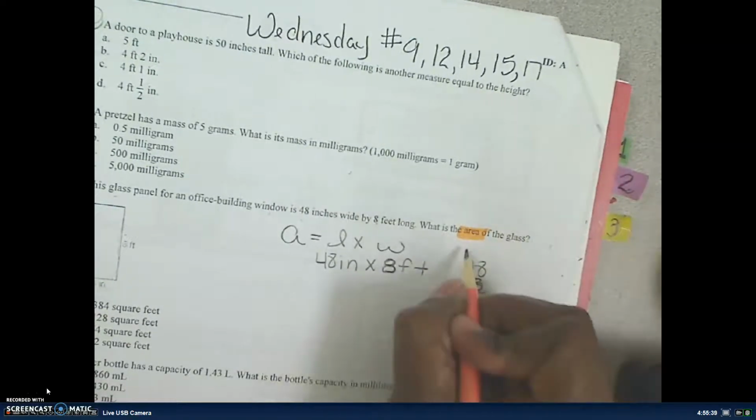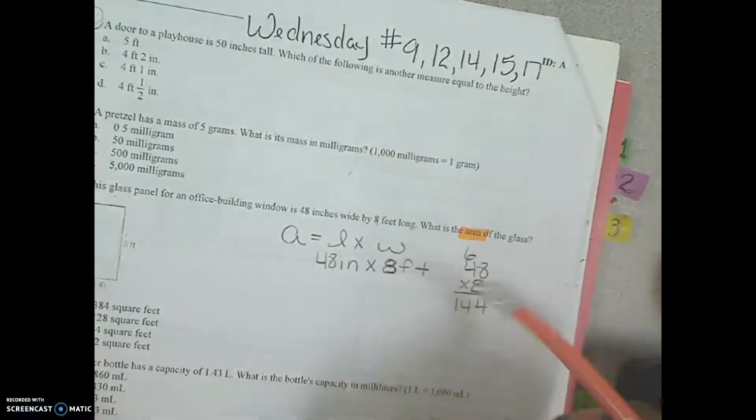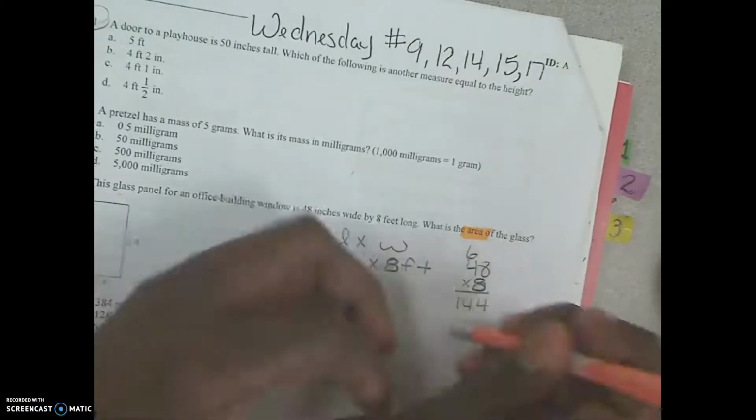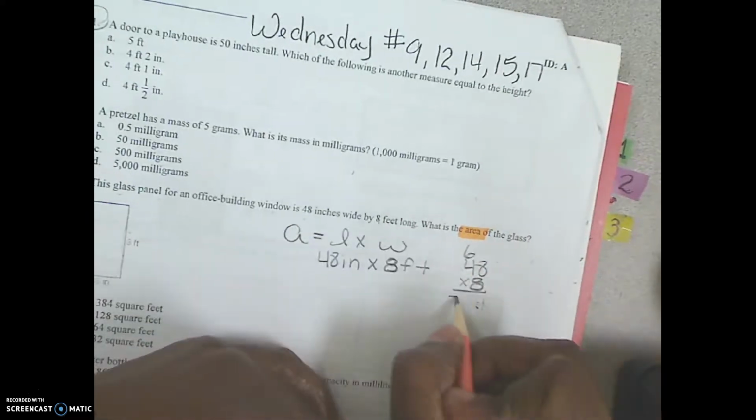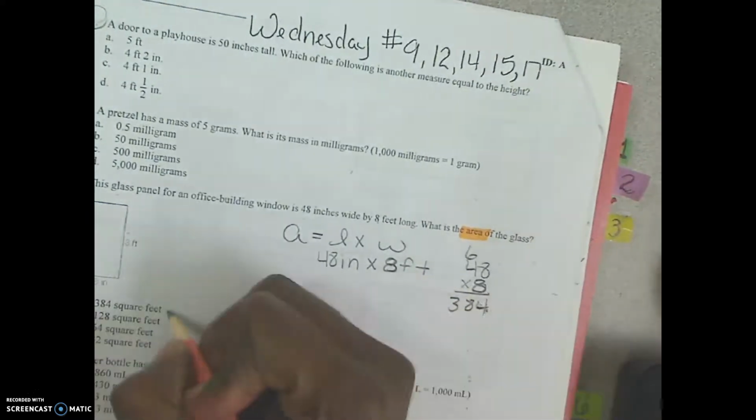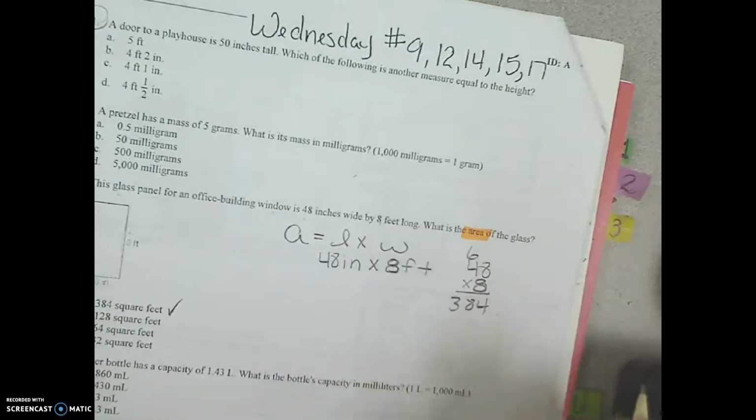That's better. 8 times 8 is 64. 4 times 8 is 32. Plus 6 more. 384. Oh, my answer's here. Wait, what? You said I did something wrong? What did I do incorrectly?